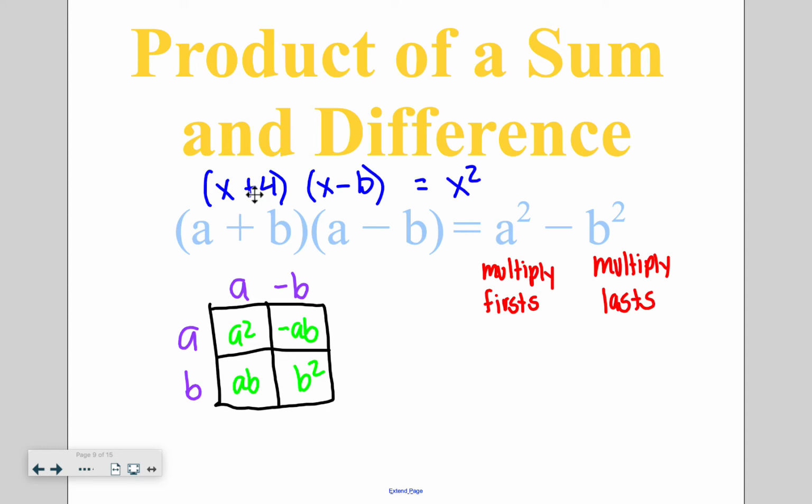And then you're going to multiply the second parts. Oopsies, that should be a 4, not a b. 4 times -4, which gives you -16. Notice, this goes down to a binomial answer instead of a trinomial answer.